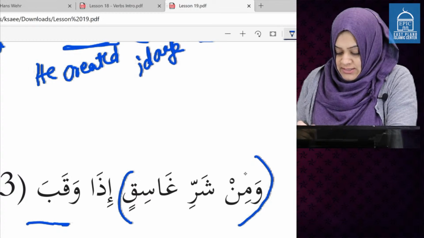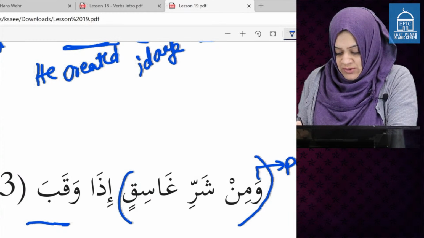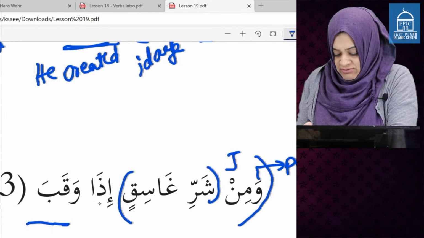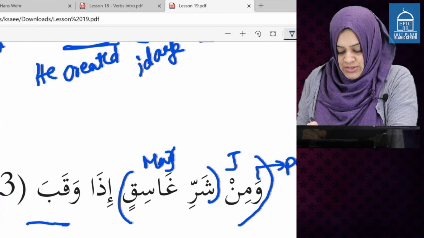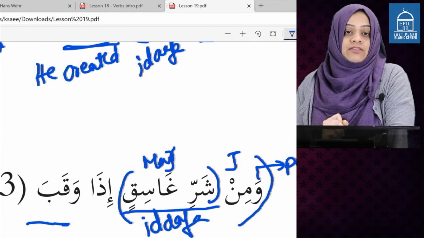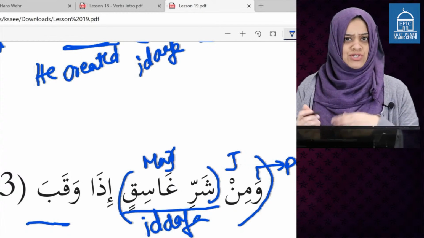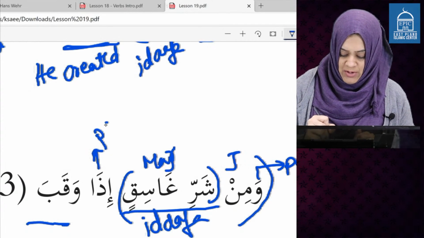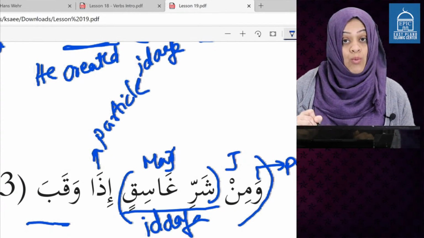Wa min sharri ghasiqin, same construction, similar to this one, min sharri ma. Wa is simply a particle, which means and. Min sharri, this is jar, and this becomes your majroor. Sharri ghasiqin becomes your idafa. This entire thing becomes the idafa. This we've done even before. Ida is a particle, translated as when.